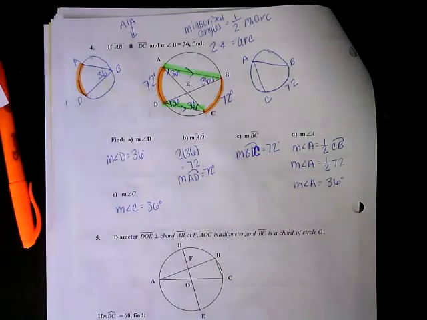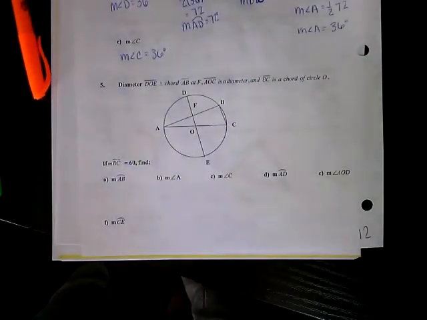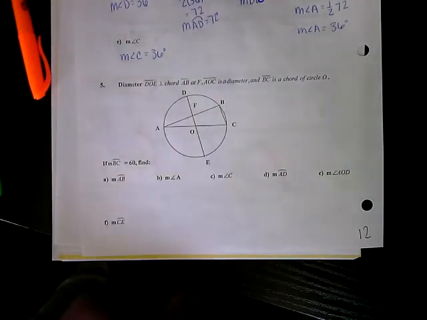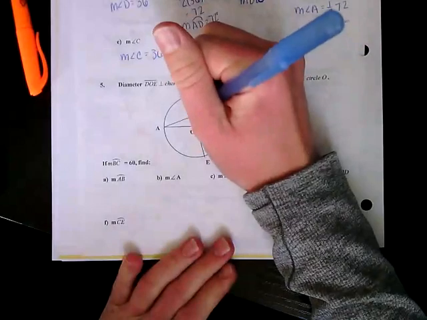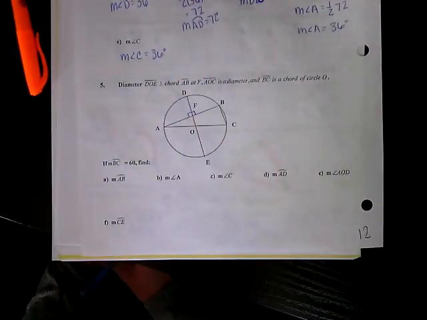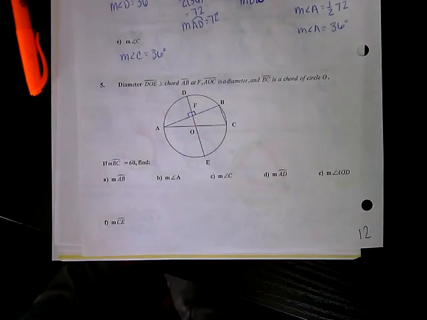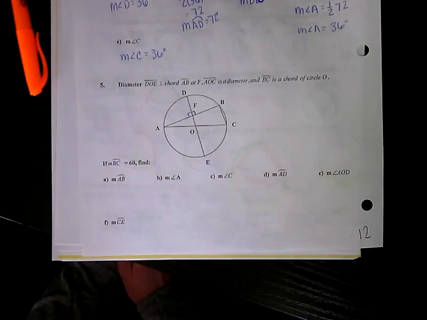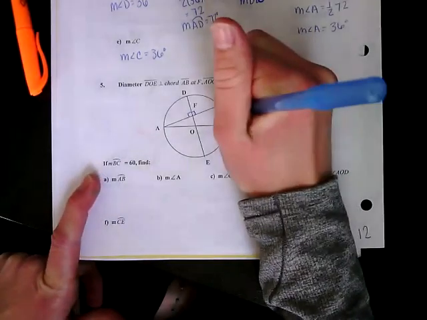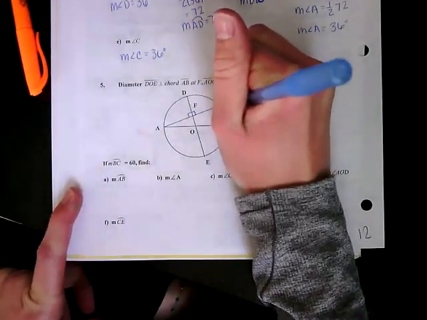All right, so let's go on to the next example. We have diameter DOE perpendicular to chord AB at F. So perpendicular at F, so this creates a right angle here, okay? AOC is a diameter and BC is a chord of circle O, okay? So if arc BC is 60, then we want to find a whole bunch of these. So arc BC is 60. So we know this to be 60.